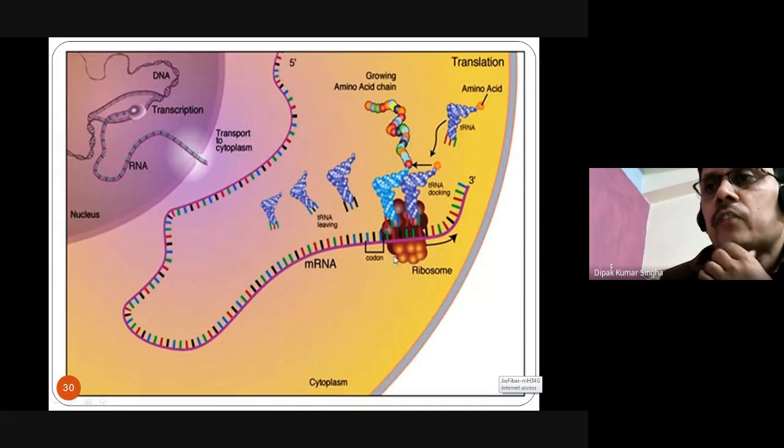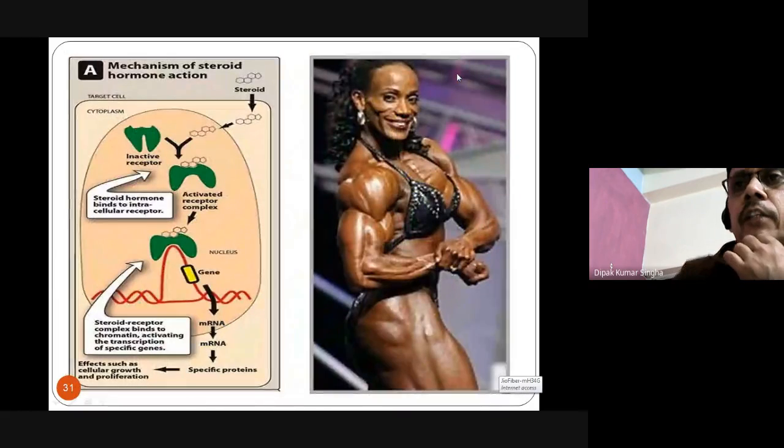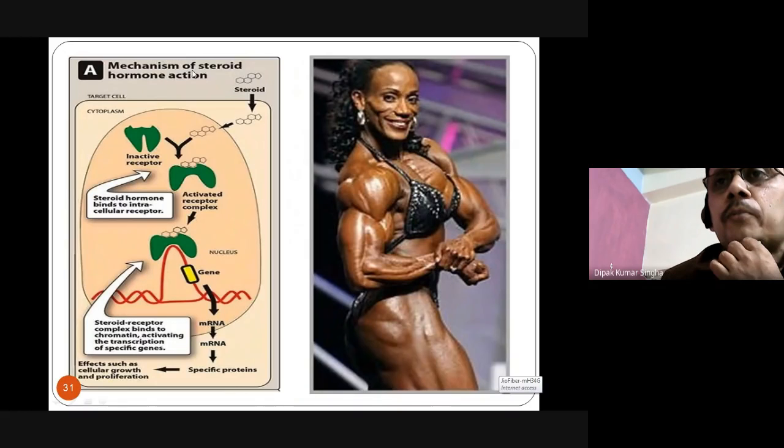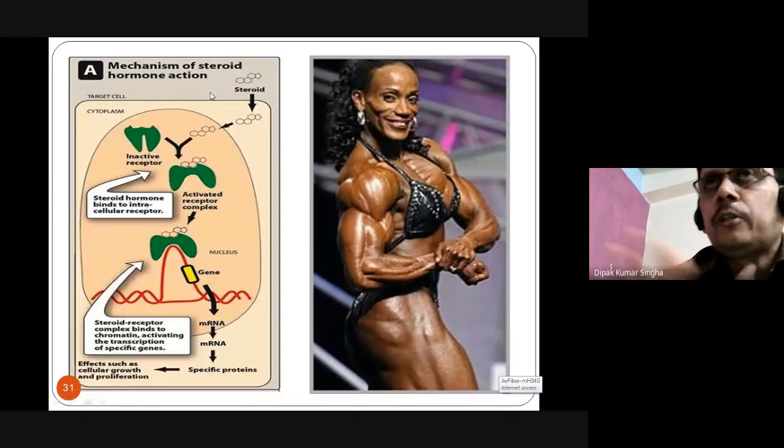So these are the sequence, mRNA sequence and the ribosomes and the translation, therefore tRNA and tRNA growth in this, and finally the amino acid and translation. These are the protein will become. So these are the different mechanisms of steroid hormone action. If you use some steroid hormone, how will it be formed? The steroid will become in the cytoplasm inactive receptors and activate, and finally the gene will be activated, find the mRNA and specific protein and effect of such cellular growth and proliferation.